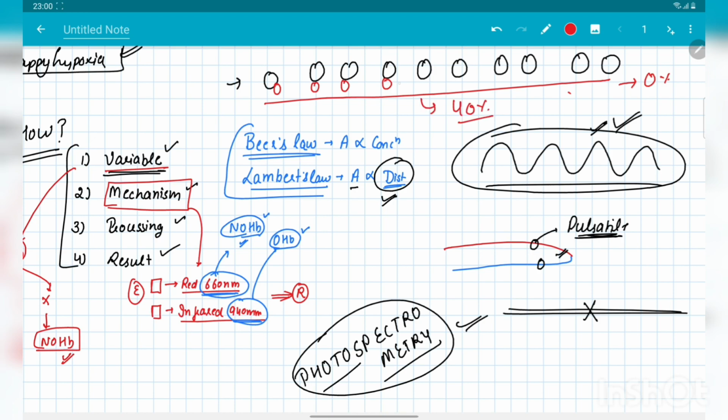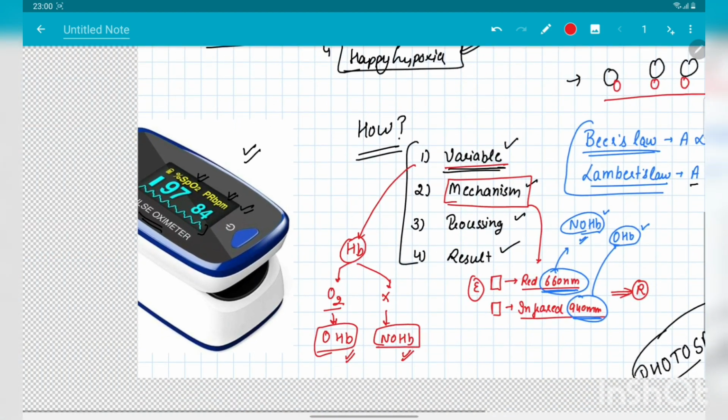And suppose out of these 10 molecules of hemoglobin, all the hemoglobin molecules have oxygen. So at this stage the saturation comes out to be 100%. So all of the hemoglobin molecules are saturated with oxygen. So this is basically the percentage saturation, that is, how much of the hemoglobin is saturated with oxygen. This is what we measure, and we measure it by this principle of photospectrometry.